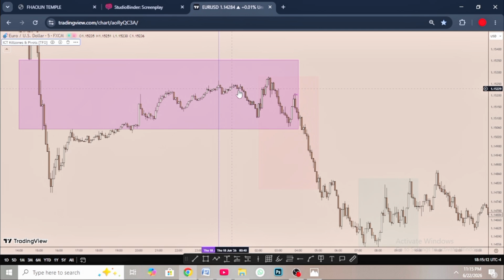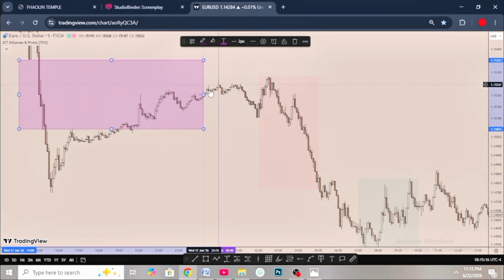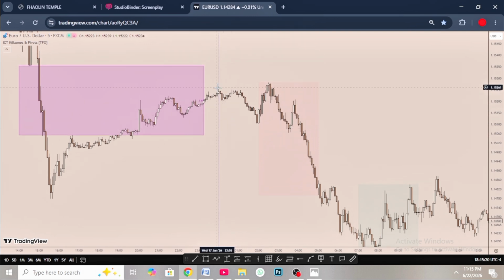It didn't get to premium. It tapped into this 1 hour fair value gap, which I will take off now, right? Then on this day, this is the 1 hour, I can take that off. You can see that this is the Asia session. We have equal highs above here. Price in the London session, which is 2 o'clock to 5 o'clock, which is the London Q zone.